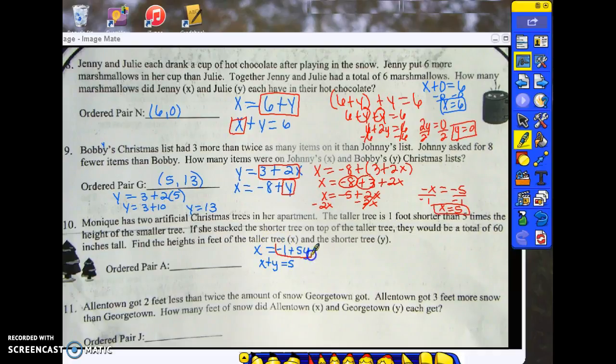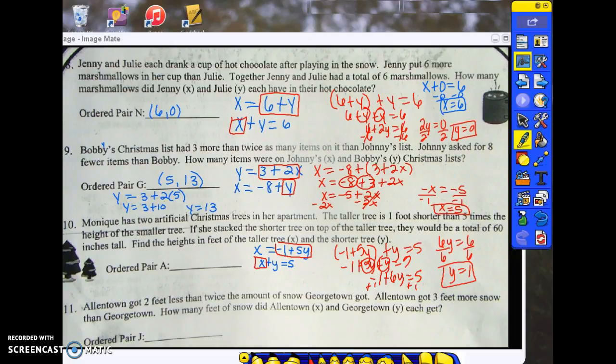We're going to take this negative 1 plus 5y and substitute it for x in the other equation. So x, negative 1 plus 5y, plus y equals 5. Adding the two of them together is 5 feet. I can't combine like terms. I can't distribute anything. 5y plus y is 6y. Now I have a two-step equation. I'm going to add 1 to both sides. 6y equals 6. Divide by 6, and I get that the height of the shorter tree is 1 foot.